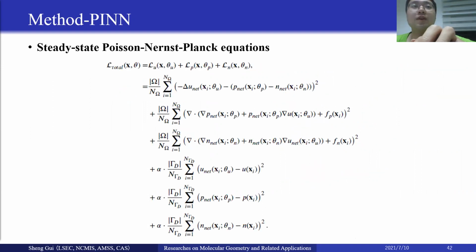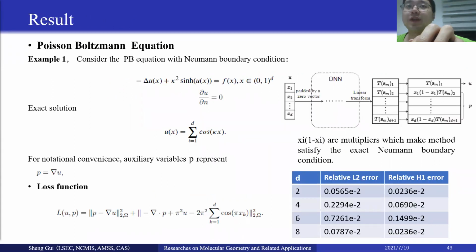Okay, the total loss function equals the sum of the loss function of the Poisson equations and the loss function of the Nernst-Planck equations. Consider the following Poisson-Boltzmann equations with the Neumann boundary conditions. The analytical solution is as follows. For notational convenience, the variable p represents this. The loss function is as follows.